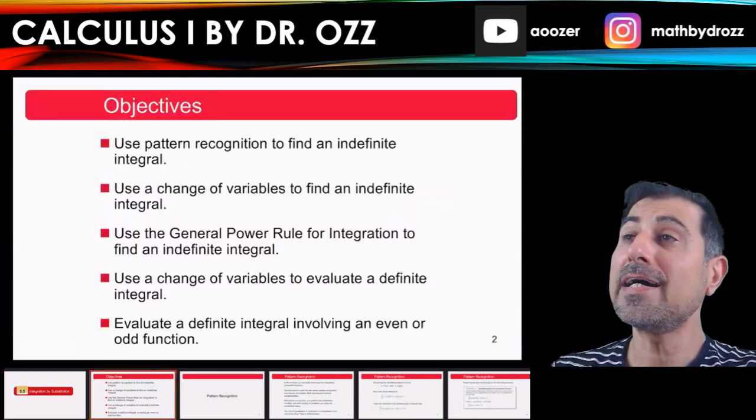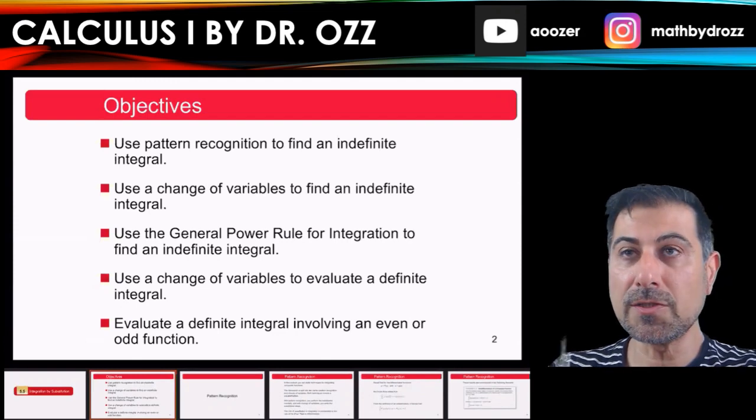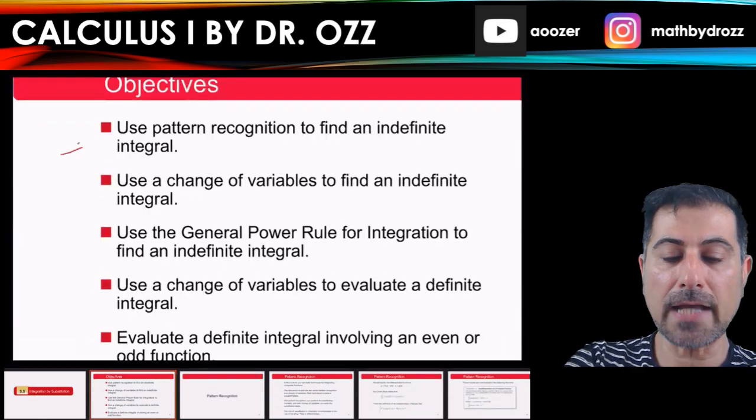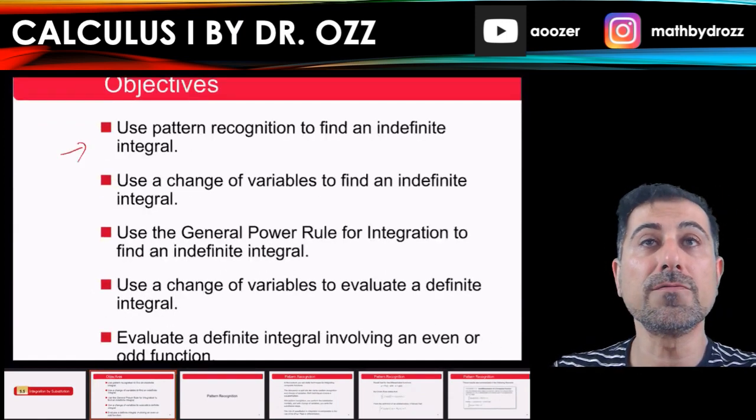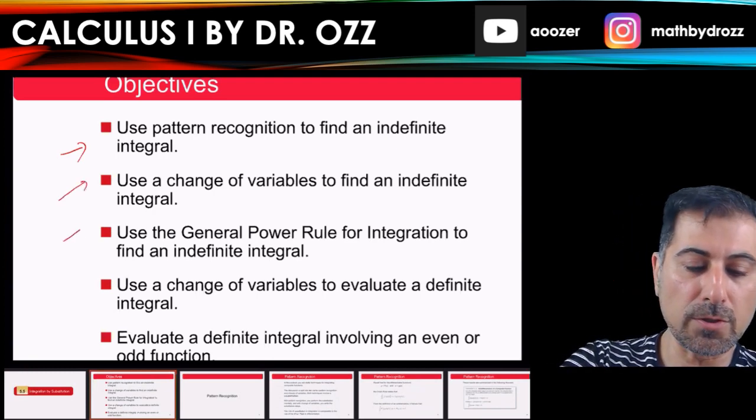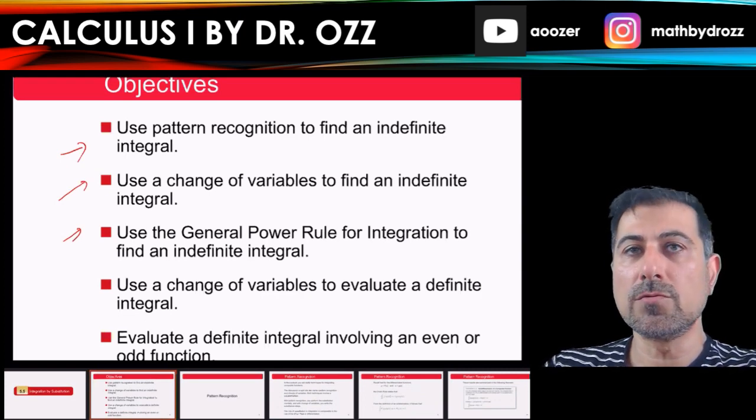And we have 5 course learning objectives to achieve. In this first video, we're going to focus more on the pattern recognition to find an indefinite integral. And in the next video, we're going to cover these 2 learning objectives. We're going to learn how to change variables to rewrite an indefinite integral, and we're going to derive the generalized power rule for integration to find an indefinite integral.